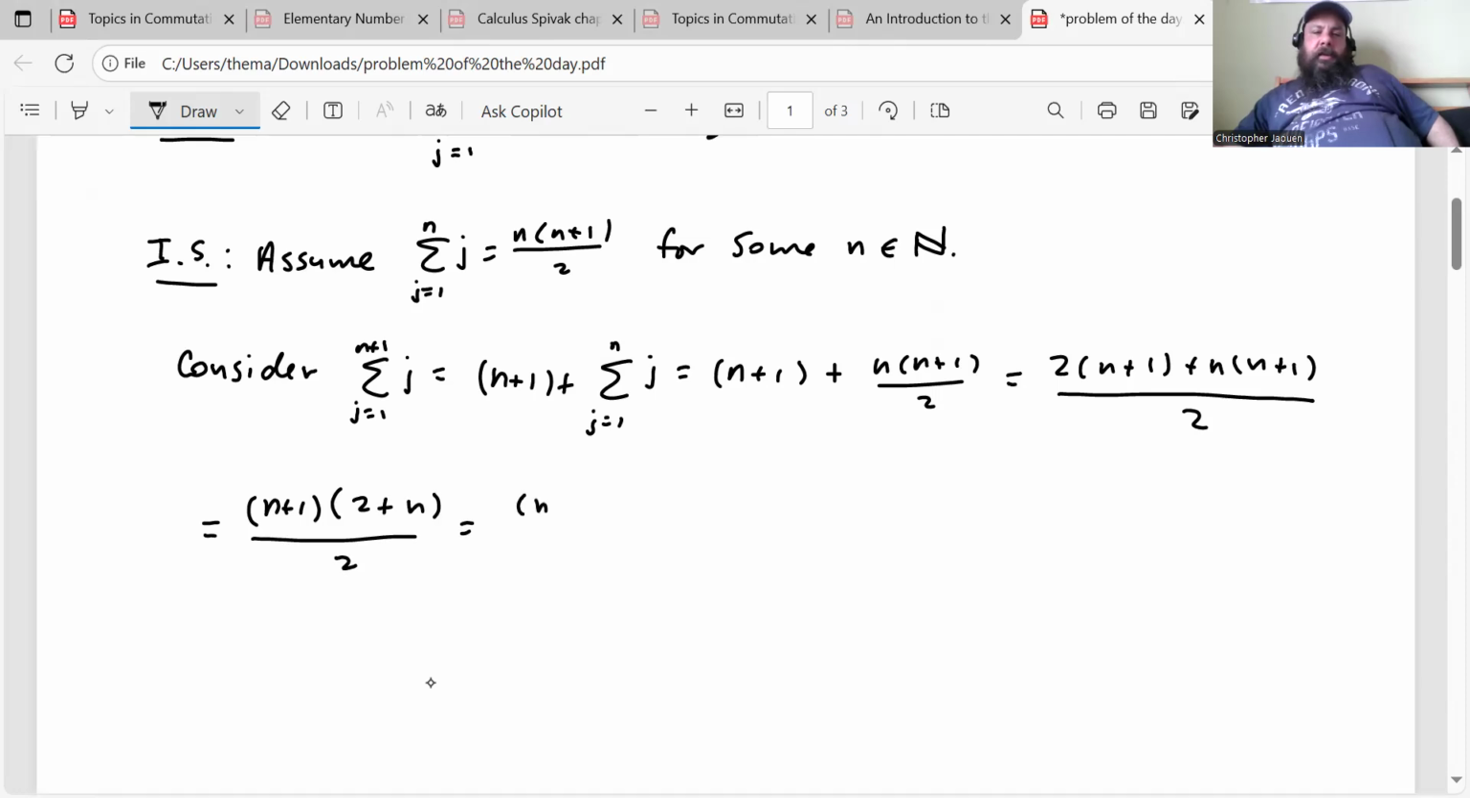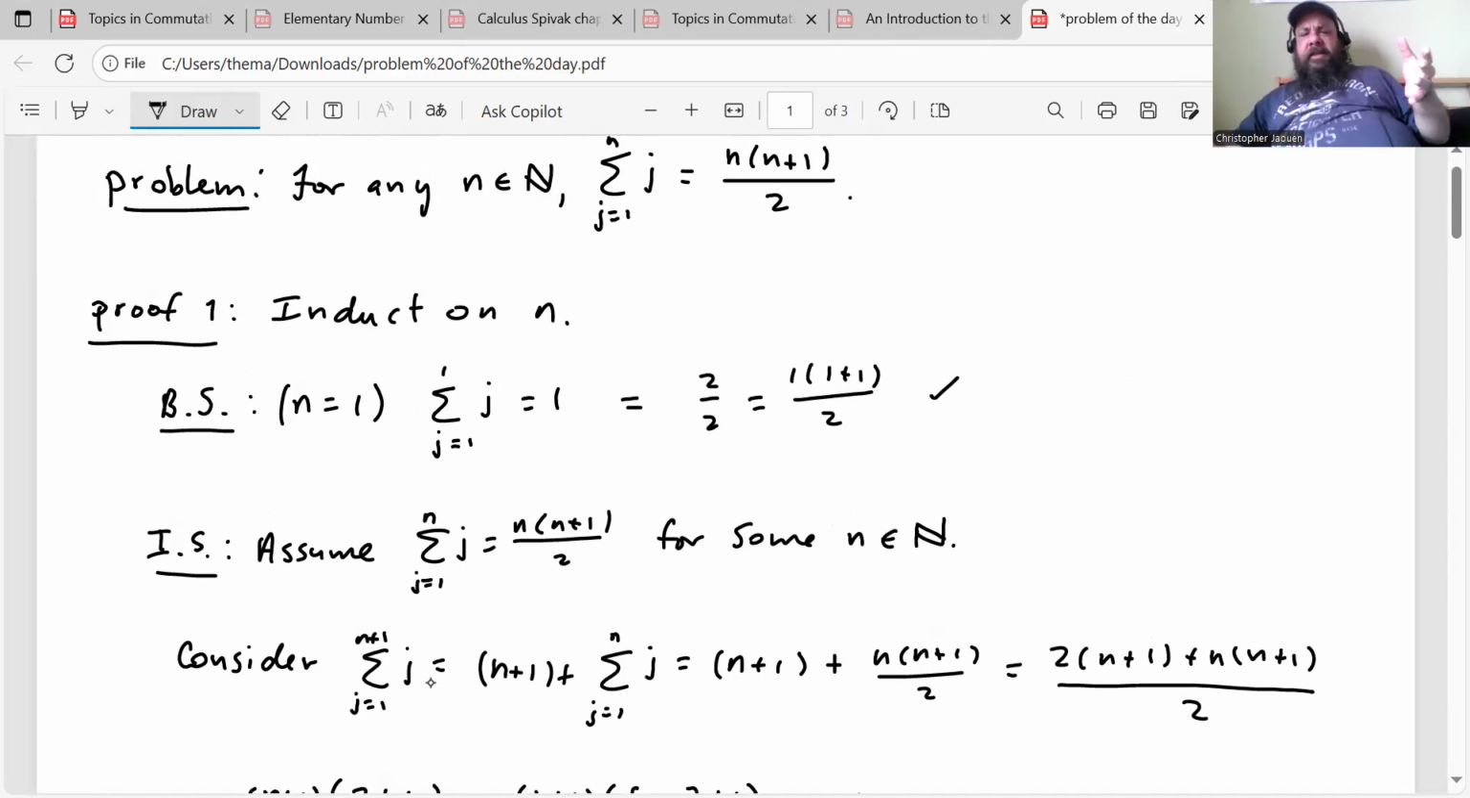Notice that this is n plus 1 times n plus 1 over 2. So the inductive step is satisfied. In other words, the formula holds for n plus 1 as well. And that proves that the formula works for all natural numbers by mathematical induction. So that's the proof. All right, that's proof number one.